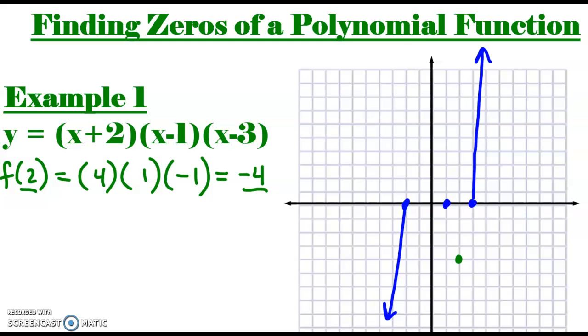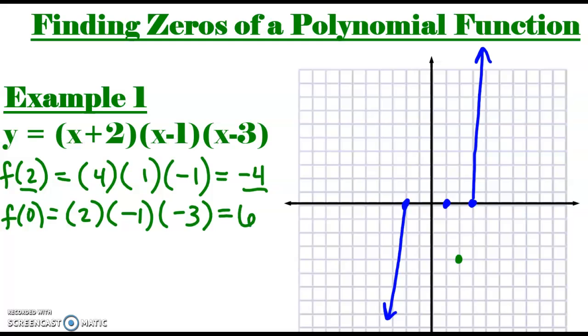I could plug in between 1 and negative 2, I could plug in 0. So if I do f of 0, I'm looking at 0 plus 2 is 2. 0 minus 1 is negative 1. 0 minus 3 is negative 3. 2 times negative 1 is negative 2, times negative 3 is 6. So I've got the point 0, 6.